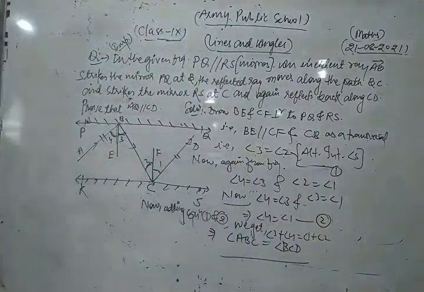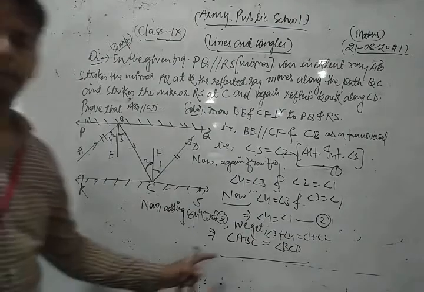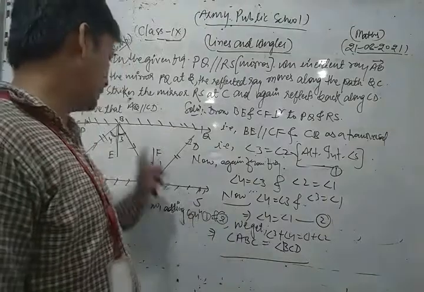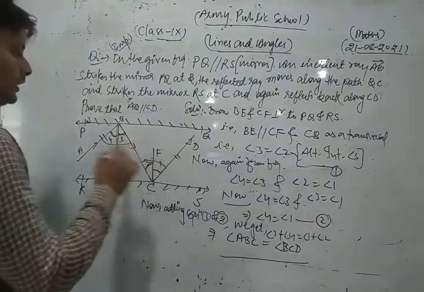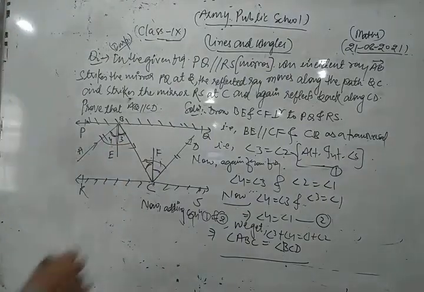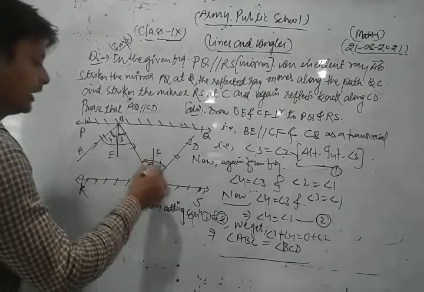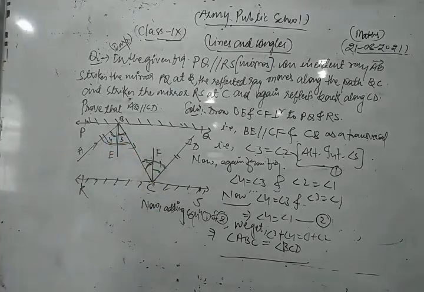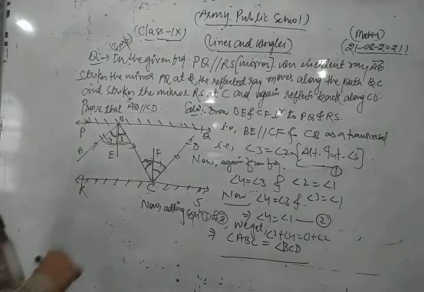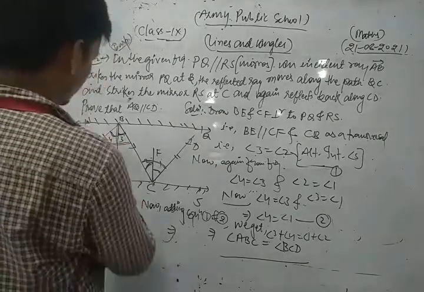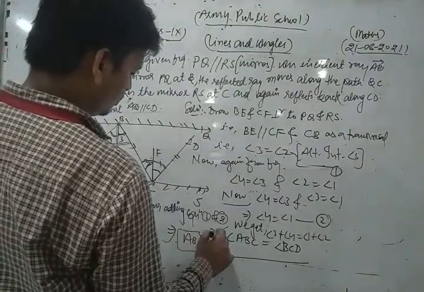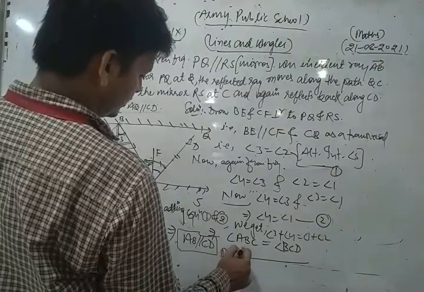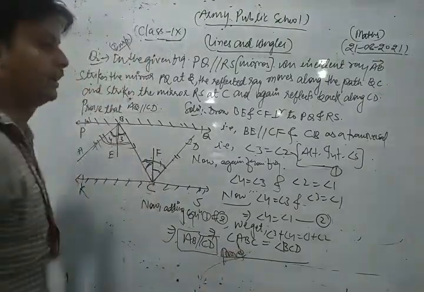So in this way, if this angle is equal to this angle, these are a pair of alternate interior angles. If we take BC as a transversal, then the alternate interior angles are equal to each other. Thus AB is parallel to CD. Hence proved.